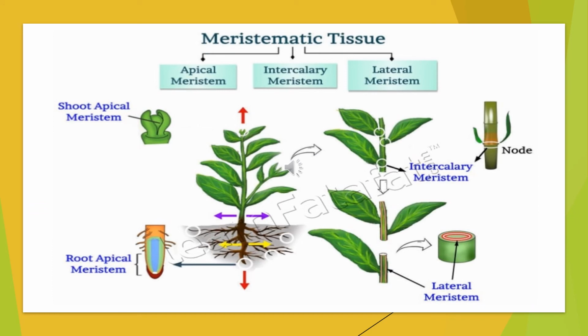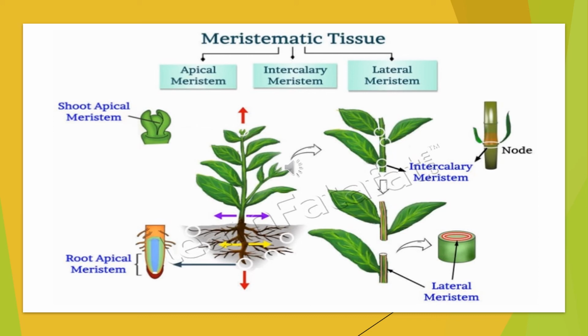This slide tells you about the location of the meristematic tissues. Meristematic tissues are made up of actively dividing cells. They are found at all growing points in a plant, like the tip of the roots, stems, and branches, where growth in length occurs.